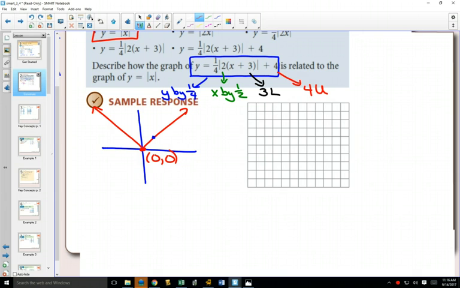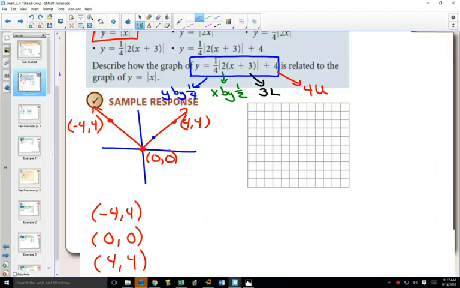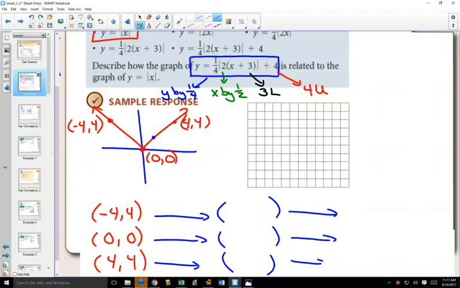4 comma 4. And similarly, I'll pick a point on this side, so negative 4 comma 4. Those points would avoid fractions. So we take those 3 points, negative 4 comma 4, 0 comma 0, and 4 comma 4. And we set up an arrow first, and we'll get new points after our stretches, and then we'll set up an arrow again, and we'll get our final points after our translations.